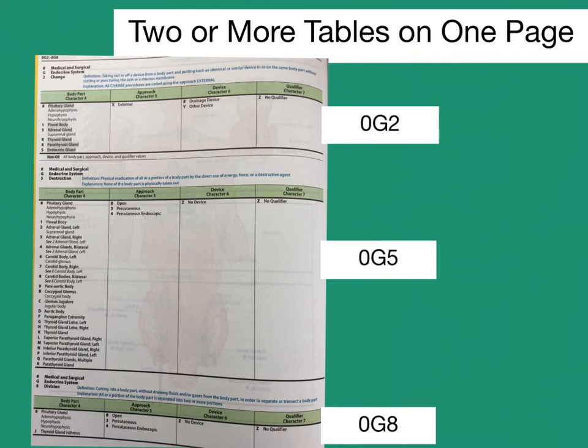When navigating through the tables in the back of the book, it's important to remember that you may find 2 or even 3 tables on one page. So for example, here we have a picture. This is just one page from the back of the book in the tables. And you'll notice that table 0G2, 0G5, and 0G8 are all found on the same page. So you can have more than one table on one page.